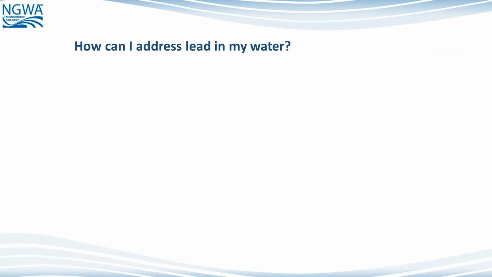So how can you address lead in your water? First, determine the source of lead. This is extremely important, and as I said, you can't taste it, you can't smell it, you can't see it. It has to be analyzed. And when I say analyze, I'm talking about using a laboratory that is accredited by the state or by the EPA and that specializes in analyzing water, not soil, not air, but water. That's extremely important.